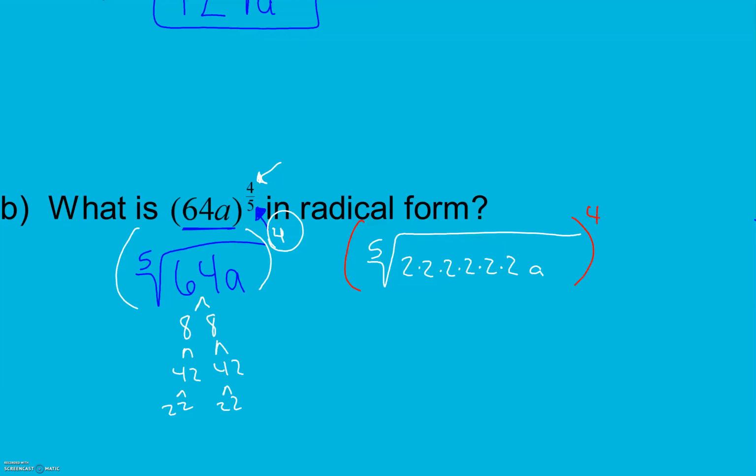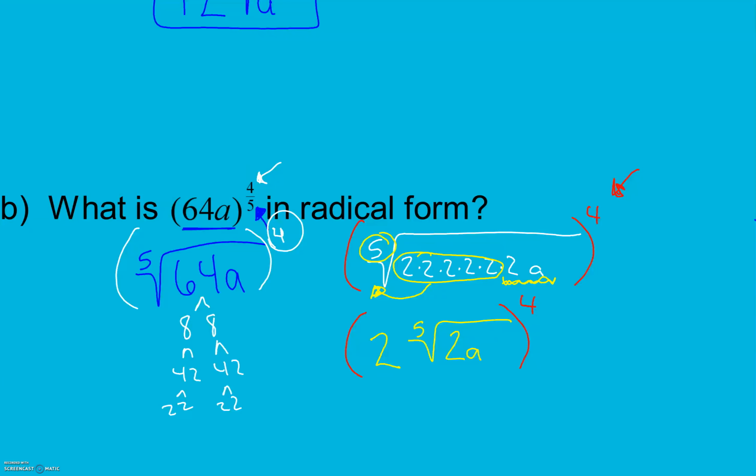Now, I'm looking for groups of 5 things. So if I count my 2's here, I have a group of 5 2's. That comes out. So I have a group of 2's on the outside, and whatever I haven't used stays inside my radical. And remember, this entire thing is still raised to that exponent.